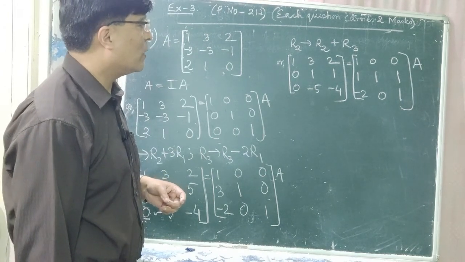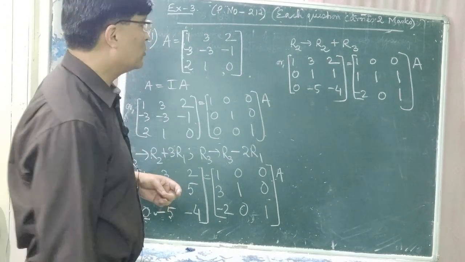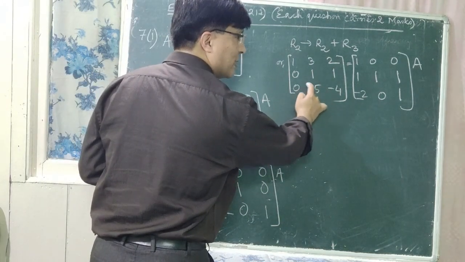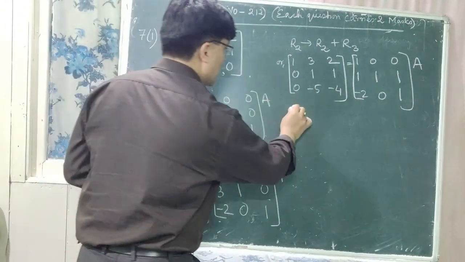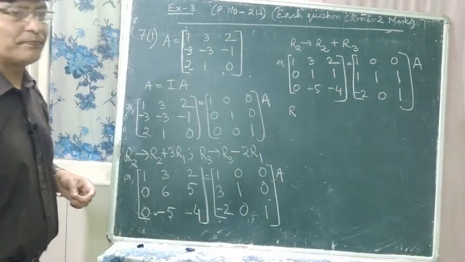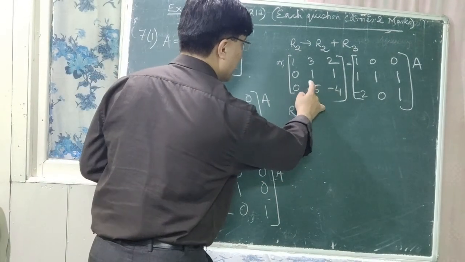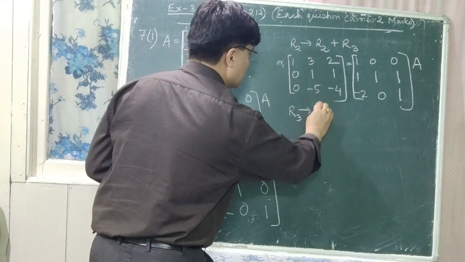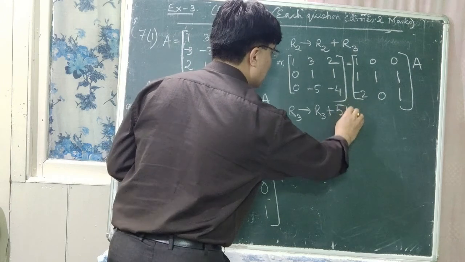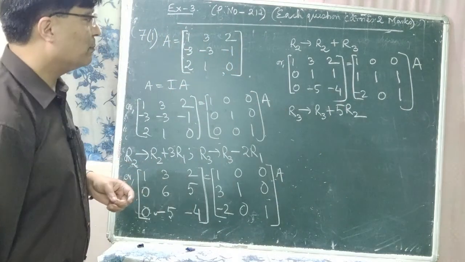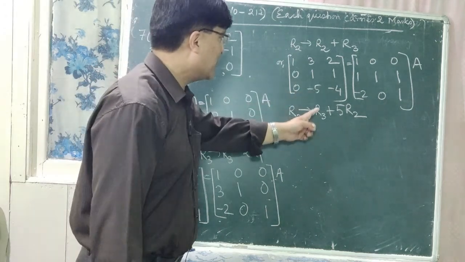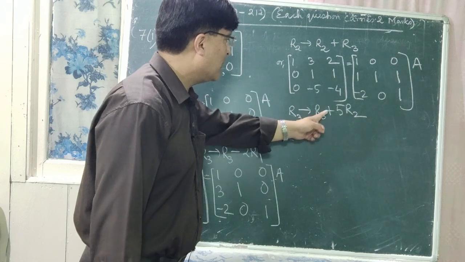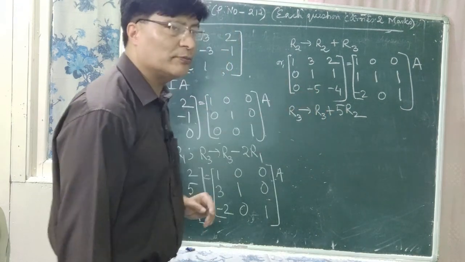So next, what will you do? You have to make this 0. You can make it 0, right? So how can you make it 0 now? You have to make this 0, isn't it? That is R3 is equal to R3 plus 5R2. R3 plus 5R2, that is minus 5, right? So this is your minus 5, and then plus 5 into 1 is 5, that is it is 0, right?